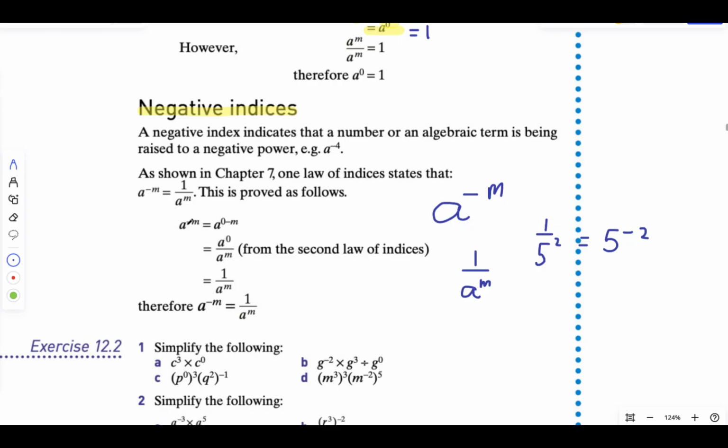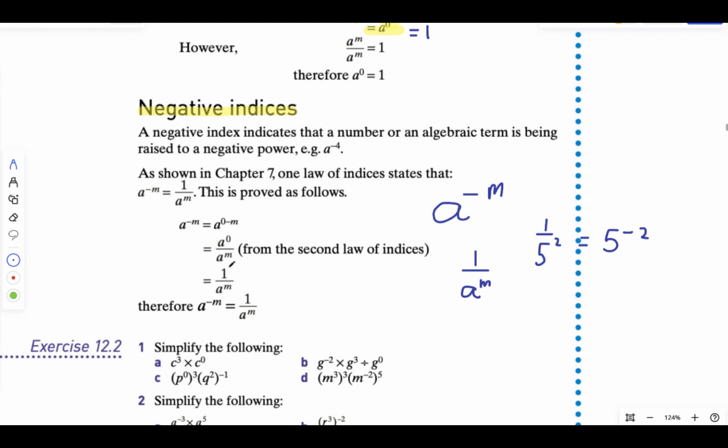Now let's go quickly. If you have a raised to the power minus m, the logic is the same as a raised to the power 0 minus m. That's why you get a raised to the power m. This one is a raised to the power 0 and the second one is division. Once you have minus, you have division. So for the second law of indices, divide by a raised to the power m. Anything raised to the power 0 is 1. That's how we got 1 in the numerator, and then we have this one in the denominator.